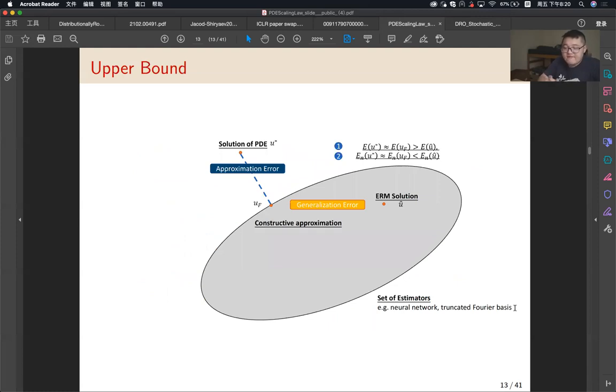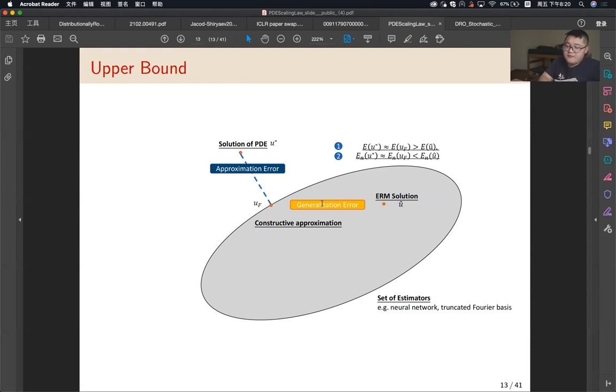Okay, and for the upper bound, I have said I can decompose the error into approximation error and generalization error. I just have this figure here, which maybe is not standard in the numerical PDE community, so I will very quickly talk about it. The gray circle here is the set of all functions in my space of estimators, and the U star here is your true solution.